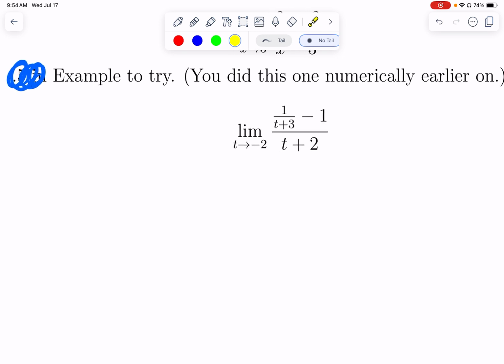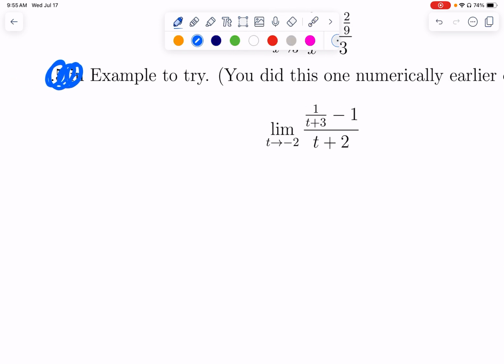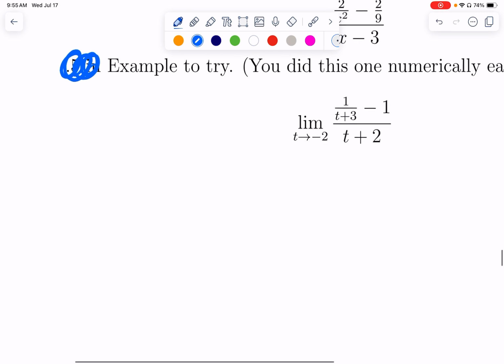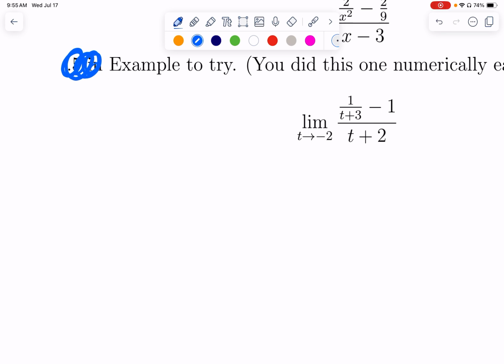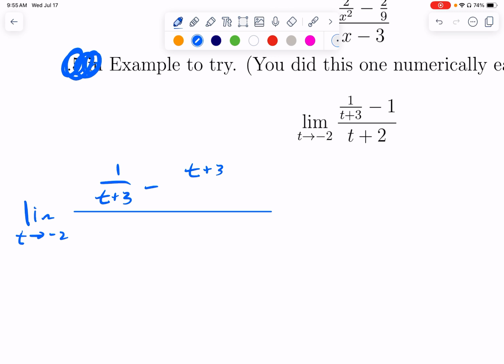And so what we could do first here is we could think about common denominators. We already know this is a 0 over 0 example. I think I've hinted at that. So if you did that as the first thing, that's fine. But it's 0 over 0. Now we need to resolve it somehow. So I will create a common denominator up top. So I'll say 1 over t plus 3 minus (t plus 3) over t plus 3. This is just the number 1 over t plus 2.